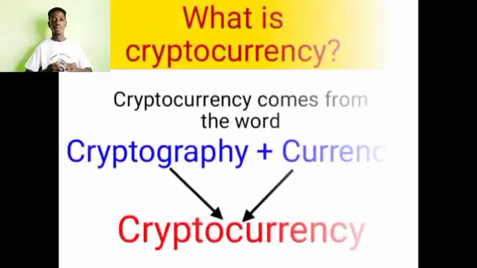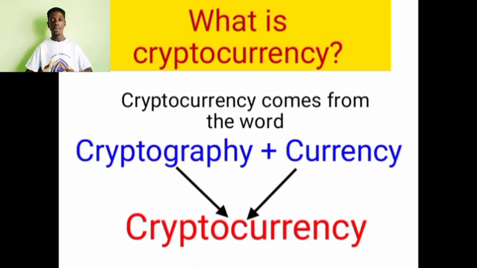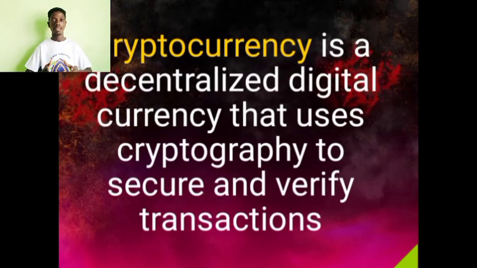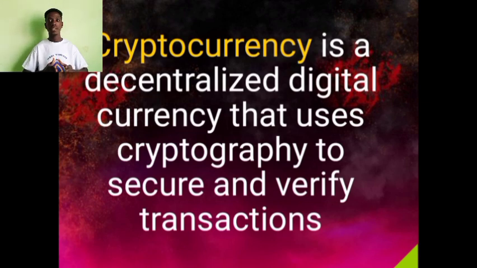So when we say cryptocurrencies, what are they? Cryptocurrencies come from the words cryptography and currencies. So when we combine them, we get cryptocurrencies. The definition for cryptocurrency in layman's understanding is that cryptocurrency is a decentralized digital currency that uses cryptography to secure and verify transactions.